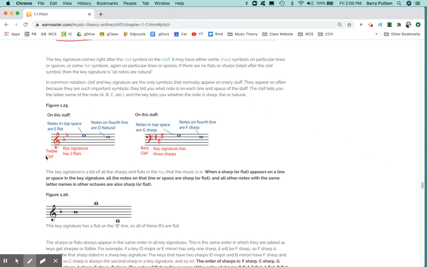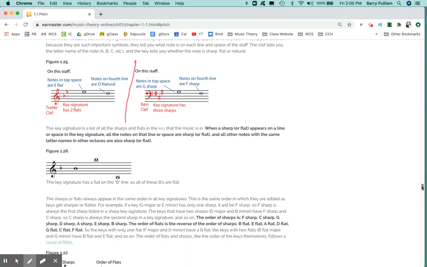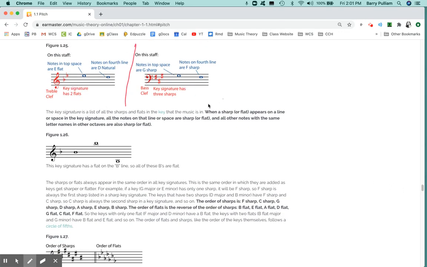The key signature comes after the clef symbol. We know that already because you've taken a quiz over it, or you're about to take a quiz over it, depending on when you watch this. So after the treble clef is the key signature, after the bass clef is the key signature. Those two examples are separate examples. You don't have two key signatures at the same time. You could have two key signatures in the same song. It can change, but I just want you to know that these two have nothing to do with each other right now.